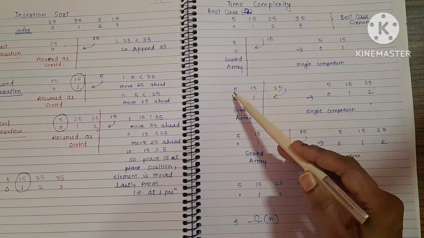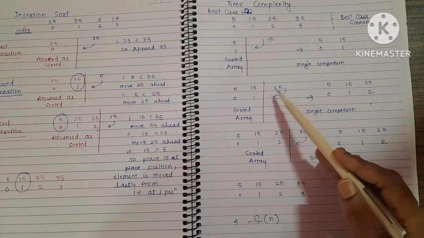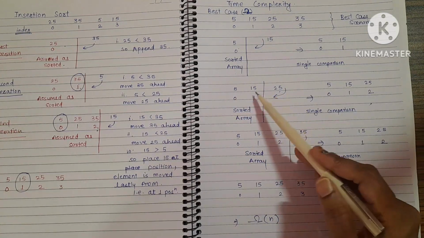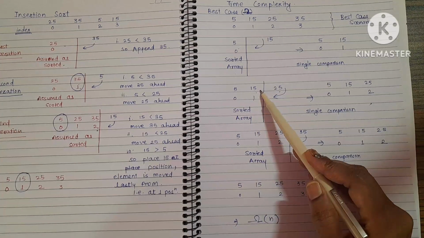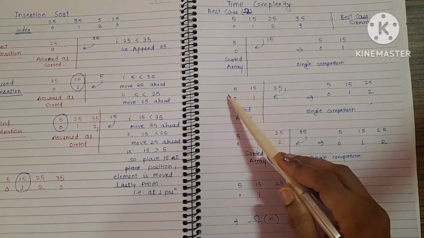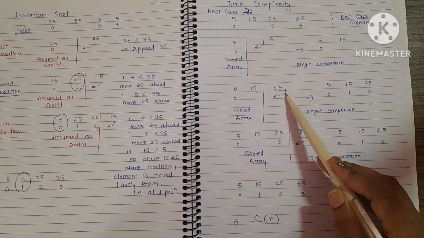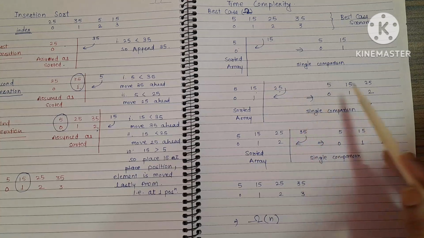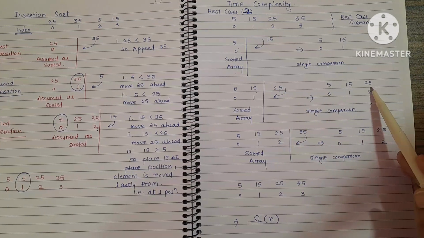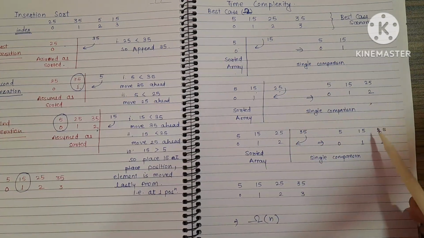25 is not getting compared with 5, since it finds that it is greater than the last element from the sorted array. So obviously the elements which are preceding this 15 are smaller than this 25. With this assumption, no further comparison is carried out. Simply this 25 is placed at the 2 position.